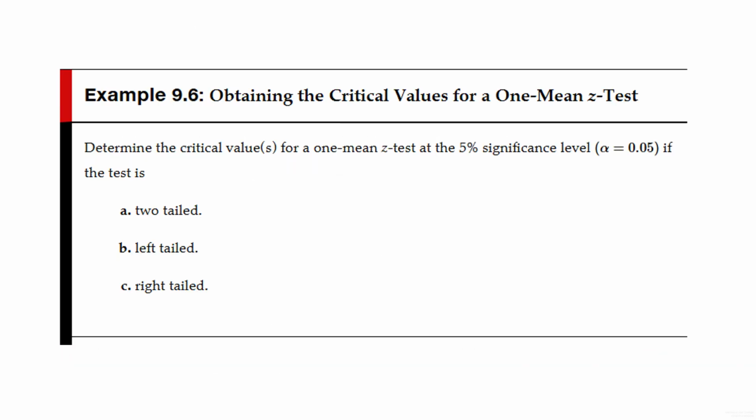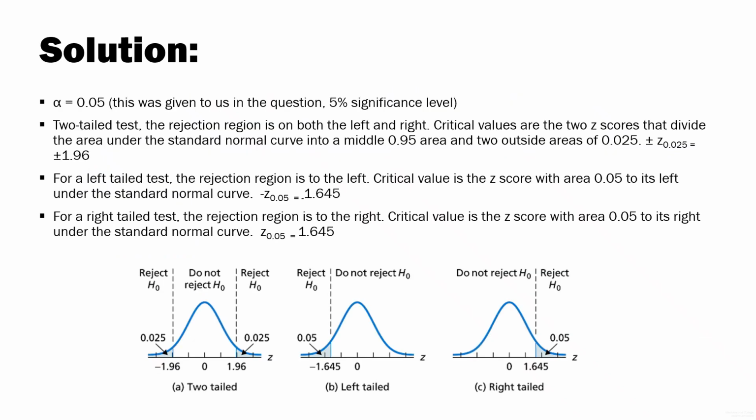Okay, now that we've looked at the anatomy of the one-mean z-test, let's look at how we obtain the critical values for it. In this example, it says determine the critical values for a one-mean z-test at the 5% significance level, which is alpha equal to 0.05. We're going to do that if the test is two-tailed, left-tailed, and right-tailed. So let's walk through that. How do we get those critical values? Well, our alpha is 0.05. This was given to us in the question. It might say a 5% significance level, and that's what it translates into.